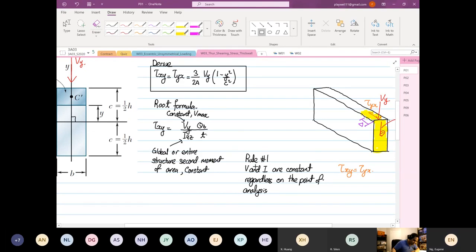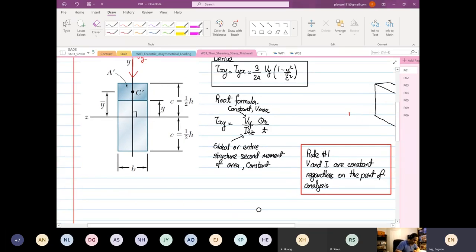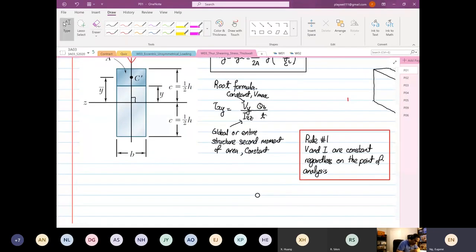The next thing we want to derive now is the first moment of area, which I did briefly last week, but I'm going to do it over, because by deriving the first moment of area we set up at least two to three other rules that we are going to develop. So we're going to find the first moment of area.